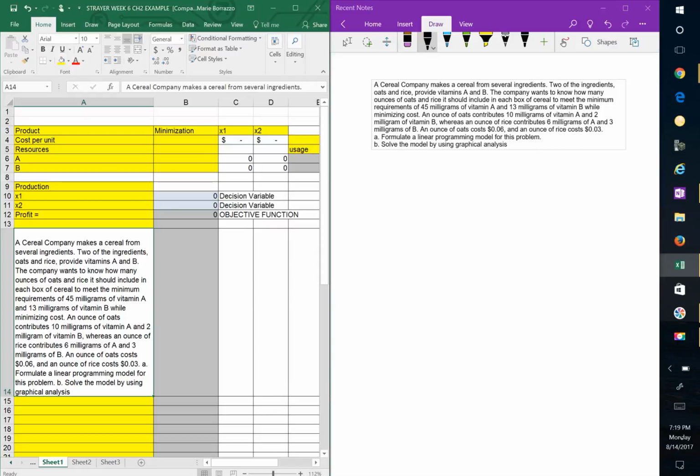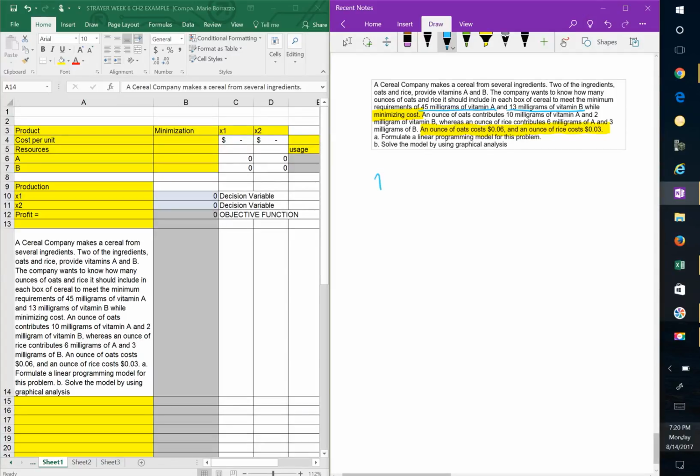So this company has two of the ingredients, oats and rice, which provide vitamins A and B. And so far, I already know my x1, x2, but you're going to keep reading and look for your x1, x2 by making a connection here. You see where it says an ounce of oats costs 0.06 and an ounce of rice costs 0.03. And we're going to minimize cost. This is another thing that is being stated. You're also told that you are limited to 13 milligrams of vitamin B and 45 milligrams of vitamin A. So now you know those are your constraints.